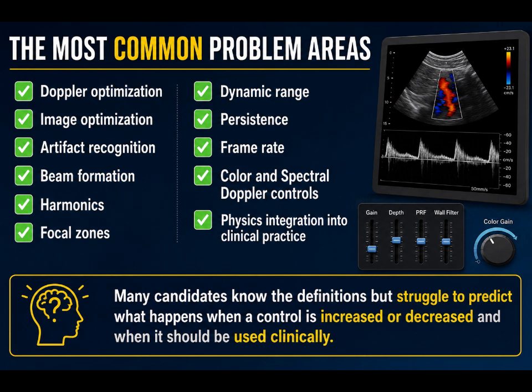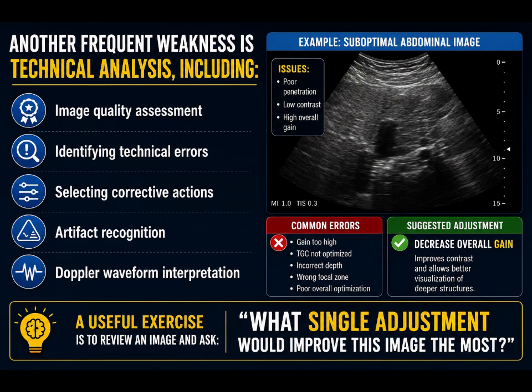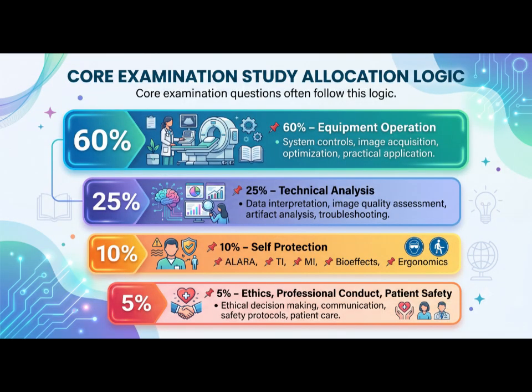Many candidates know the definitions, but struggle to predict what happens when a control is increased or decreased, and when it should be used clinically. Another frequent weakness is technical analysis, including image quality assessment, identifying technical errors, selecting corrective actions, artifact recognition, and Doppler waveform interpretation. A useful exercise is to review an image and ask, what single adjustment would improve this image the most? Core examination questions often follow this logic.